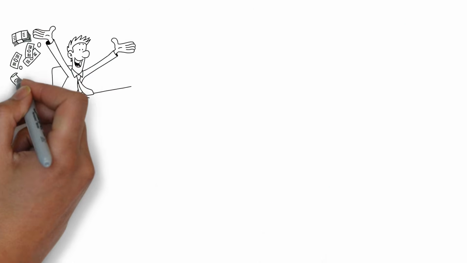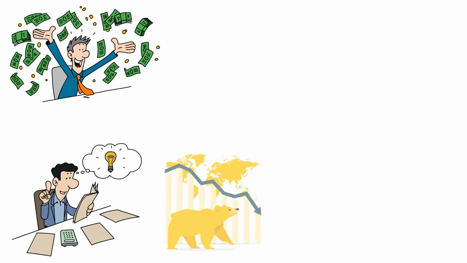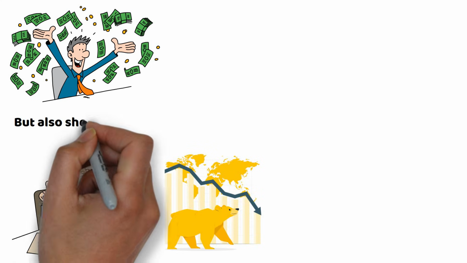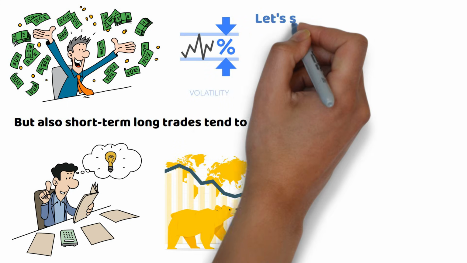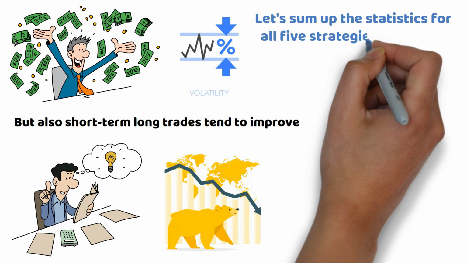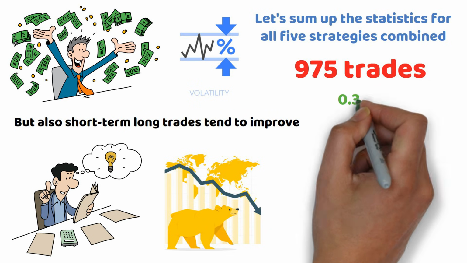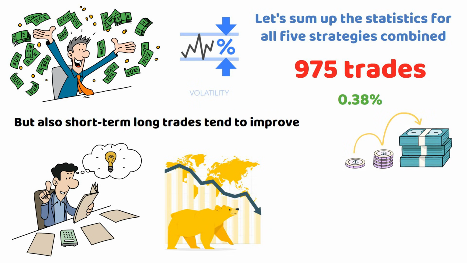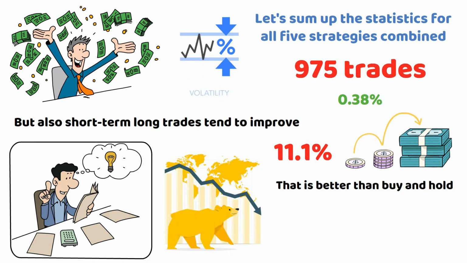We can assure you it feels great to make money when the market is down, and our strategies only trade from the long side. Believe us, a bear market is not only good for short strategies, but also short-term long trades tend to improve because of the increased volatility. Let's sum up the statistics for all 5 strategies combined. The 975 trades returned an average of 0.38%, and it amounts to a compounding return of 11.1%. That is better than buy and hold, even though the strategies in total are invested only 41% of the time.